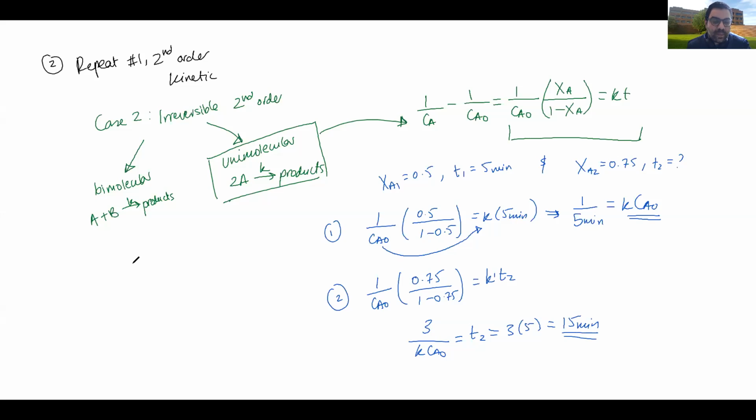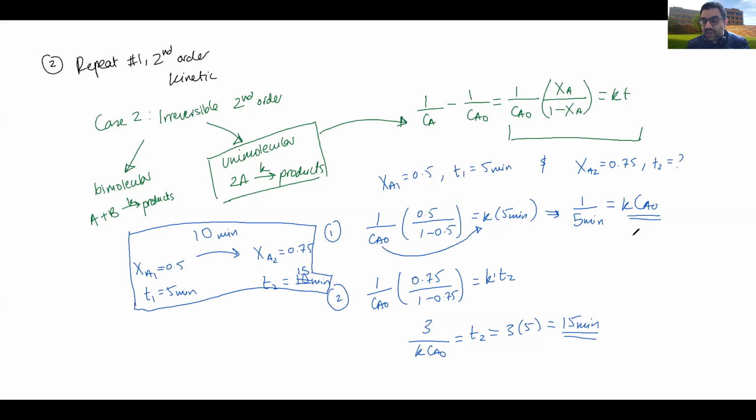So the time from Xa1 of 0.5 at T1 of 5 minutes to Xa2 of 0.75 and T2 equals 15 minutes takes 10 minutes to get from this point to this point, and this is your final answer for this problem. The unique thing about number 2 is this manipulation where you lump your constants, and this is a manipulation you're going to have to do a bunch of times.